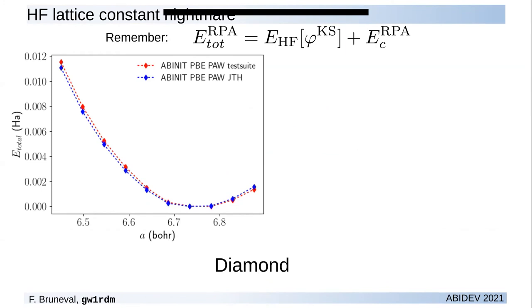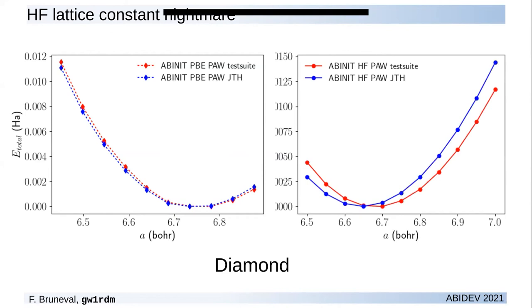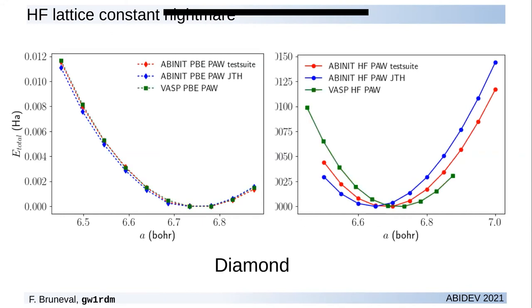If you want to calculate RPA or GW total energies, you need to have Hartree-Fock starting points. And I have encountered problems with the Kohn-Sham starting point, with the Hartree-Fock starting point. This is a pity, but if you use PAW with different PAW data sets, if you do PBE, then the lattice constant of diamond is just the same. But if you go to Hartree-Fock with the same two data sets, then you have a different lattice constant. And if you add VASP on top of that, then you have a third lattice constant. So the question is, what is the Hartree-Fock lattice constant and what is the correct PAW data set that we should use for Hartree-Fock? And they are not necessarily the same as the one we would use for PBE.